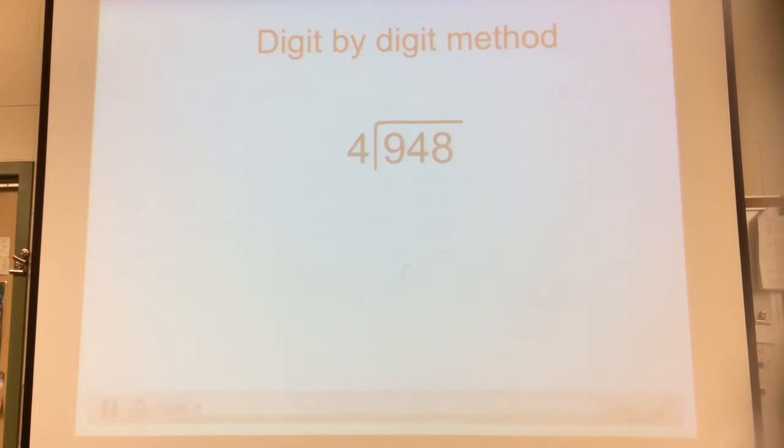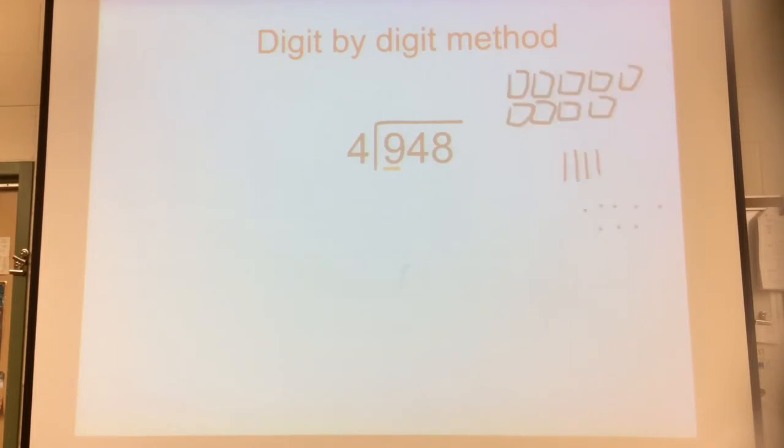Okay, now we'll be doing the shortcut method or the digit by digit method. This is the one we all remember from when we were in school. What I do here is I start by dividing with the biggest place value we have, which in this problem, 948 divided by 4, is the hundreds. So what I'm going to do is draw 948 over here on the side.